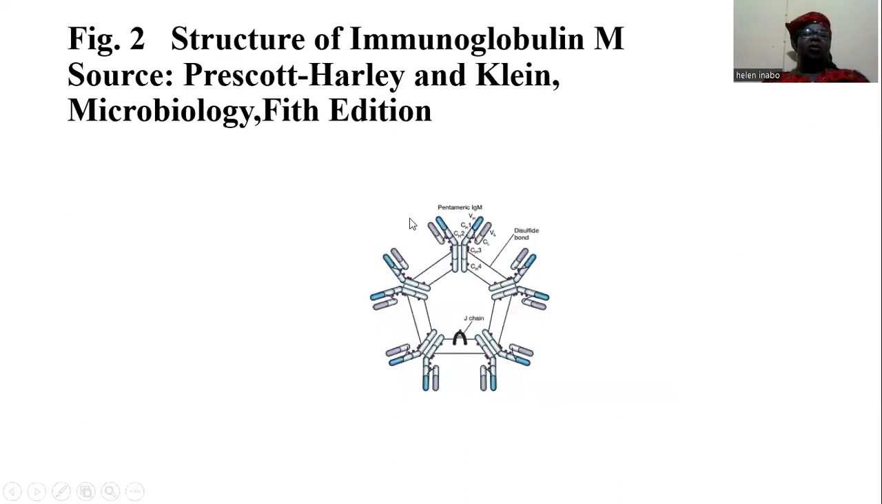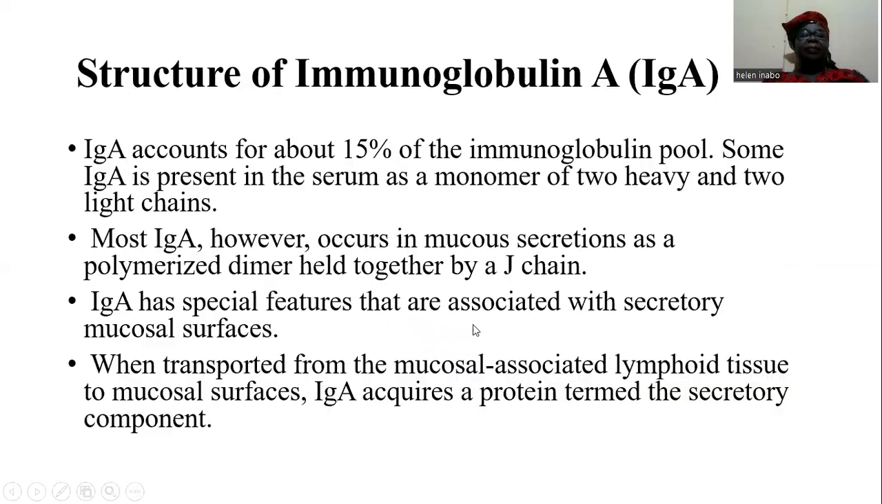Here is the structure of the immunoglobulin M. Each unit is known as a monomer, and there are 5 of them. That is why it is called a pentamer. They are joined together by the disulfide bond with additional joining chain known as the J chain. The structure of immunoglobulin A, IgA.